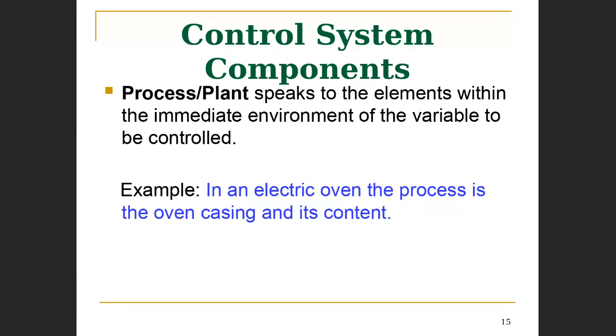Now, the term process or plant, you could use any term. They're both the same in terms of control systems. We're speaking here of the environment or the element. Yes, we're speaking to the elements within the immediate environment of the variable being controlled. Now, this might not be so clear to interpret or appreciate, but let us go to the scenario of the air conditioner.